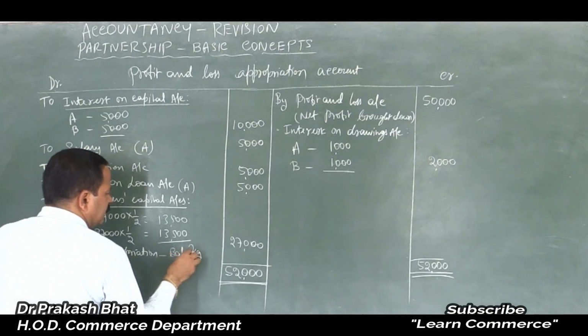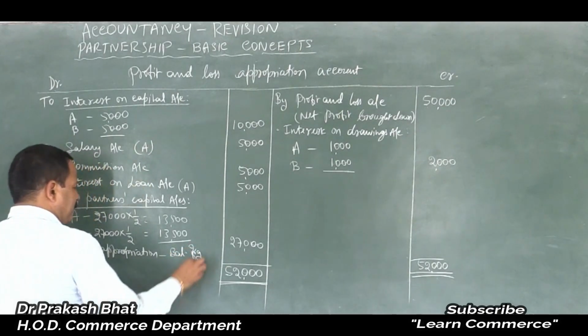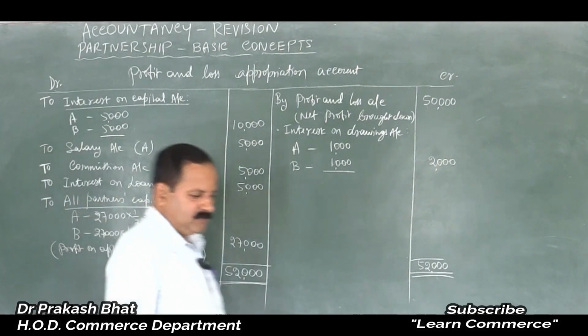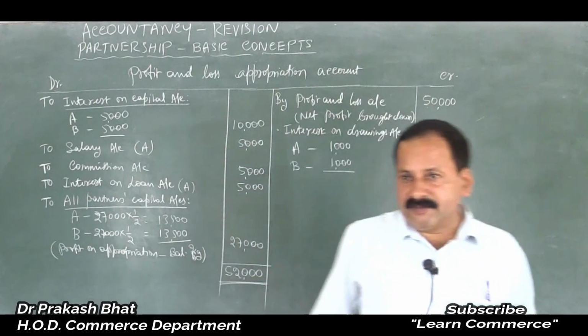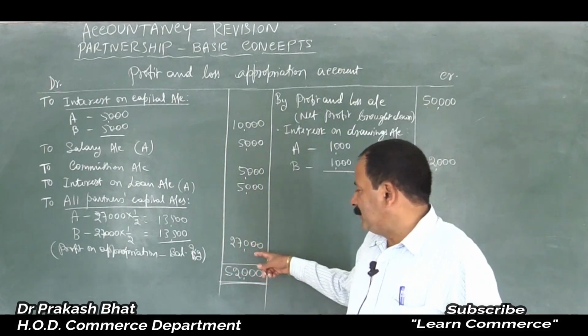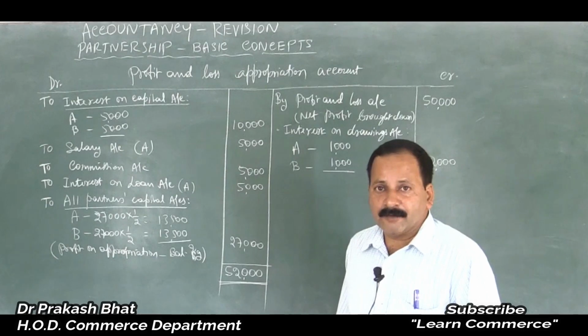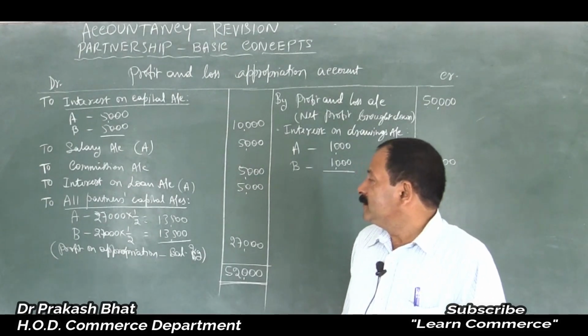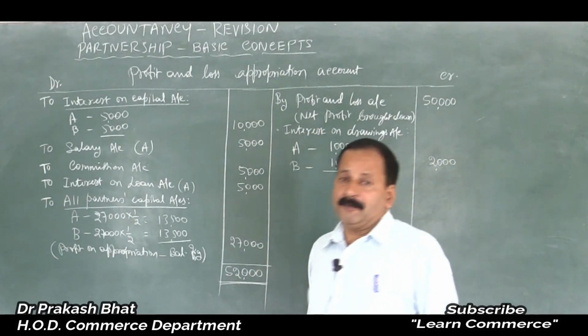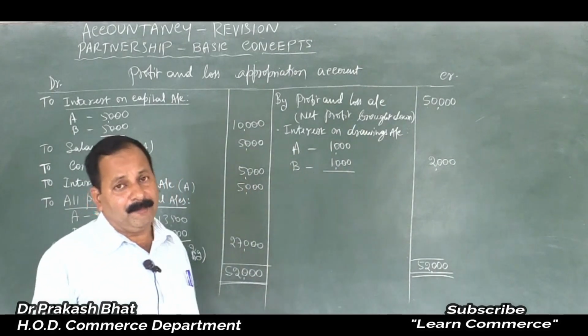Balancing figure, right? Yes. That is what we have to do. This is profit that is appropriated among the partners. Their profit sharing ratios were equal. So in this way we have to prepare the profit and loss appropriation account.